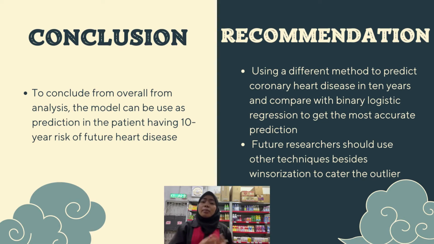As for the recommendation for future research, use different methods to predict coronary heart disease in 10 years and compare with the binary logistic regression. By comparing, we can get the most accurate prediction. Besides, adding different input variables will give a different result, which will affect the prediction of coronary heart disease in 10 years. Adding different input variables, due to the changes of human habits within the 10 years, can help to make the research better. Last but not least, future researchers should use other techniques besides Winsorization to cater for the outliers.